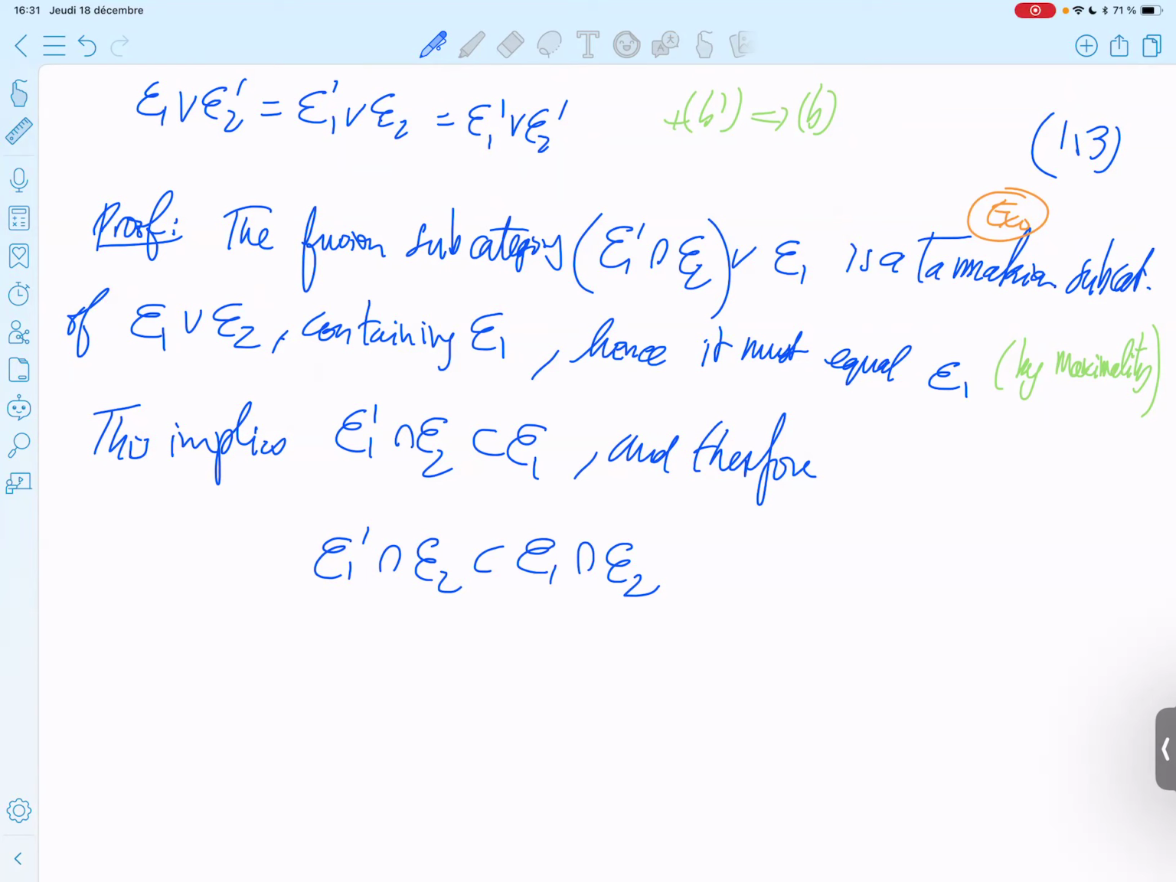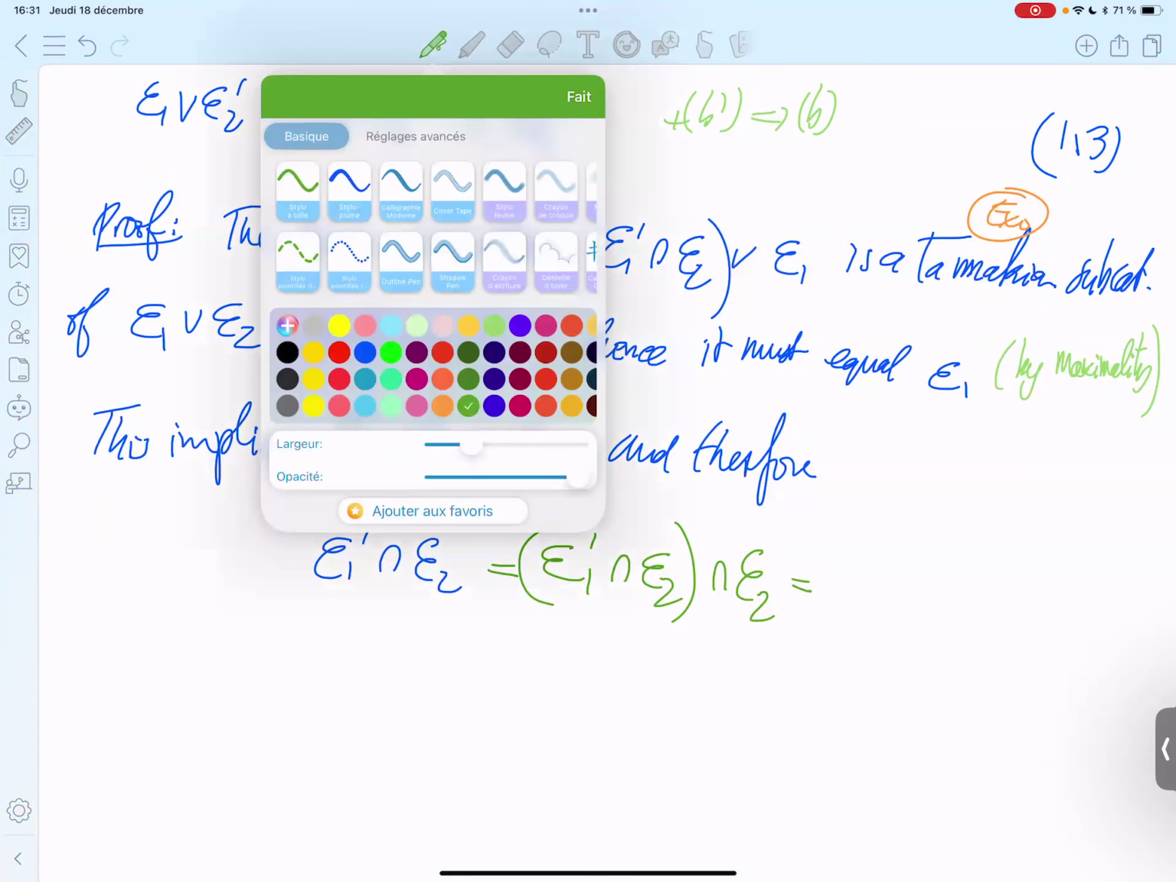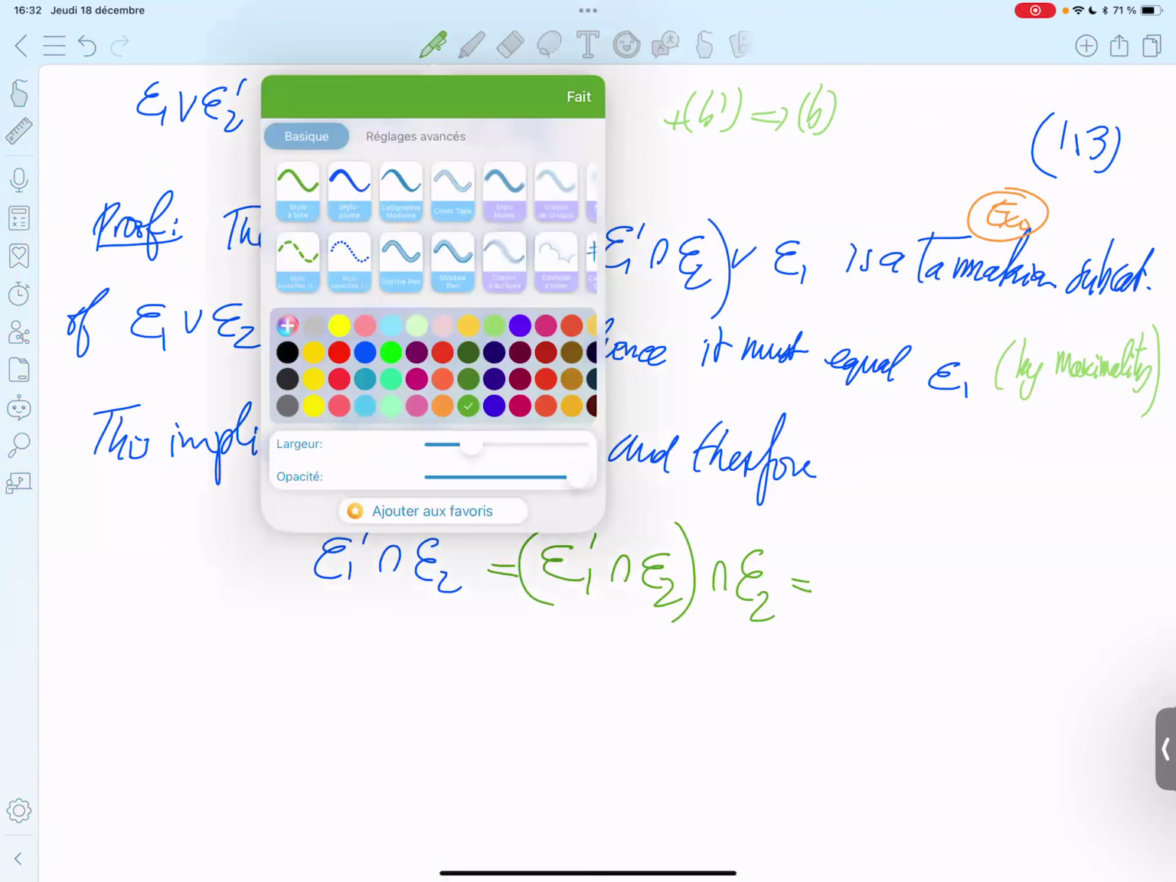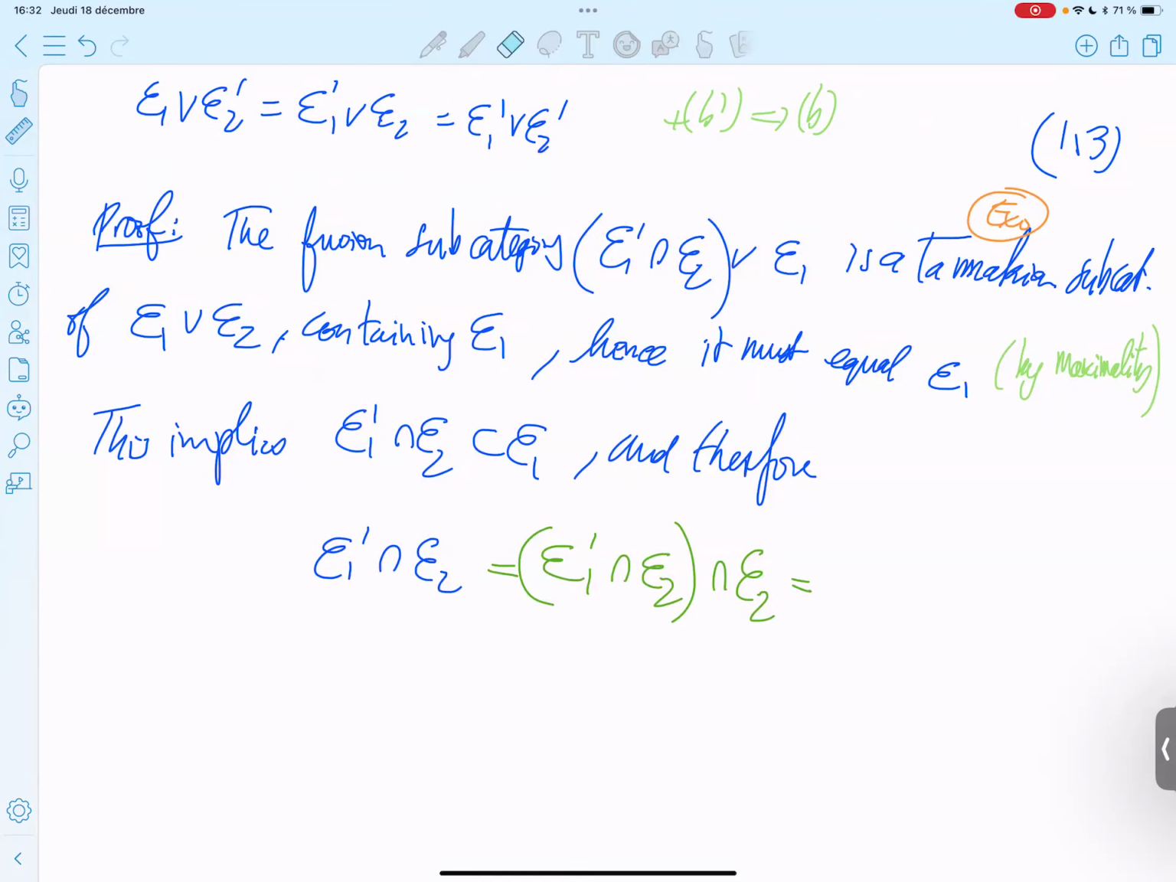Very trivially, because you can say, which is equal to E1 prime intersection E2 intersection 2, which is equal to E1, which is included in E1 intersection E2. So we have this inclusion.